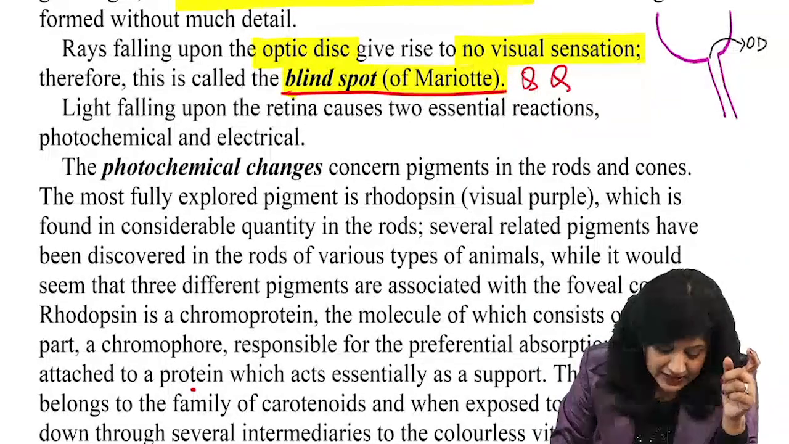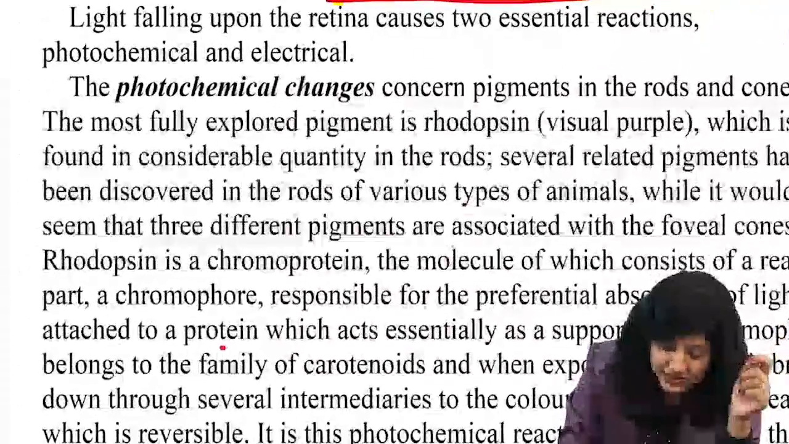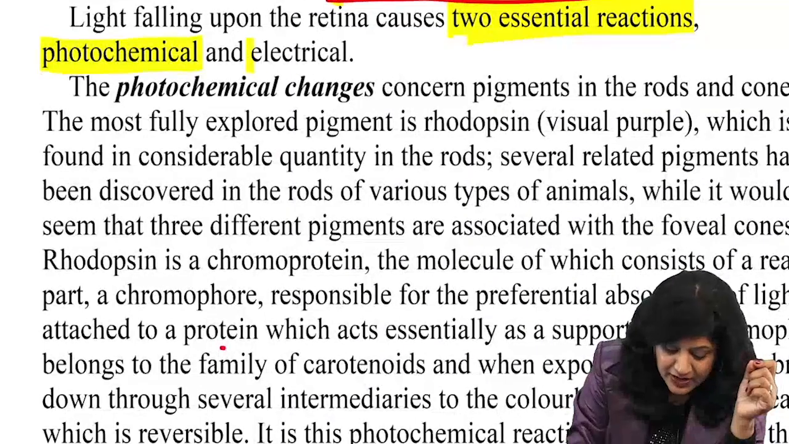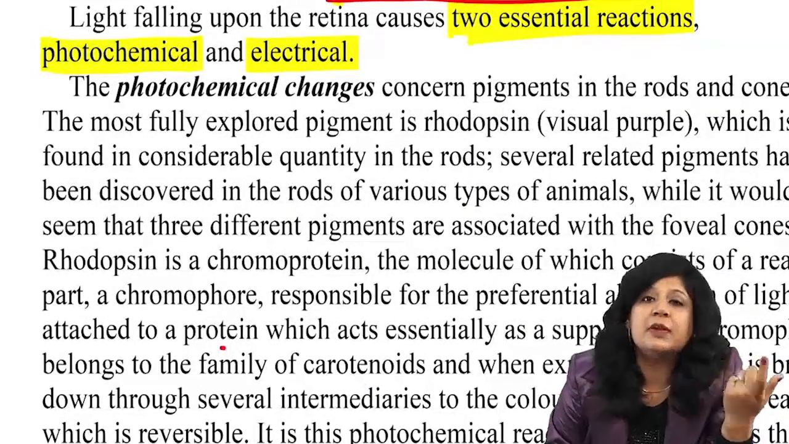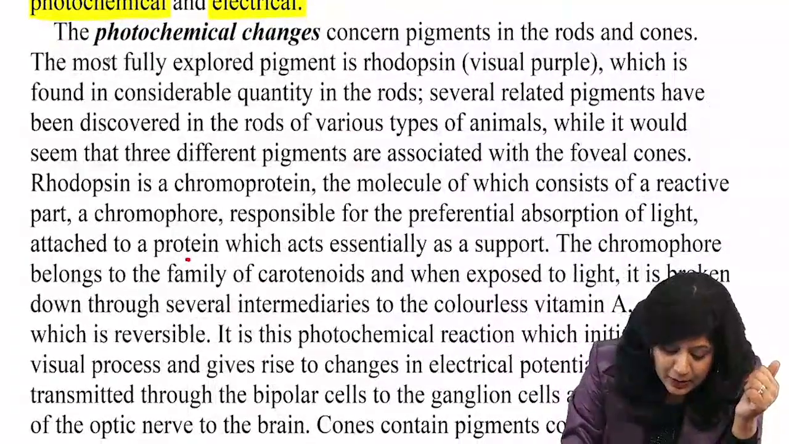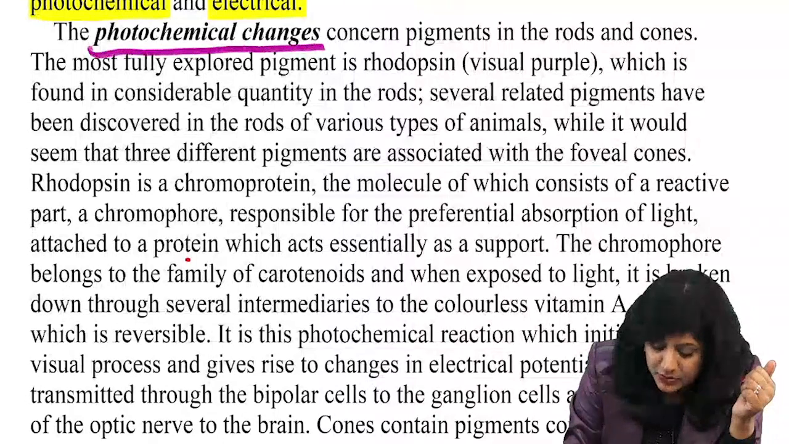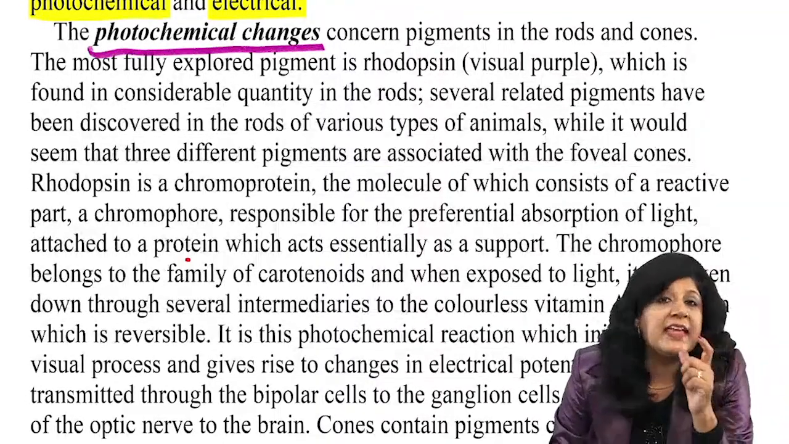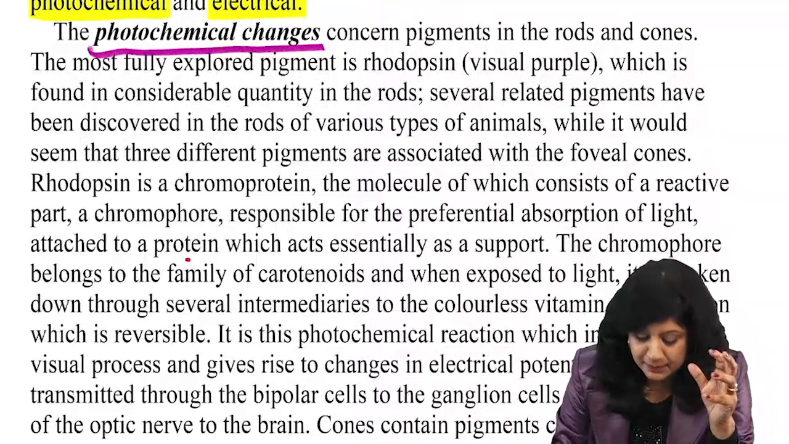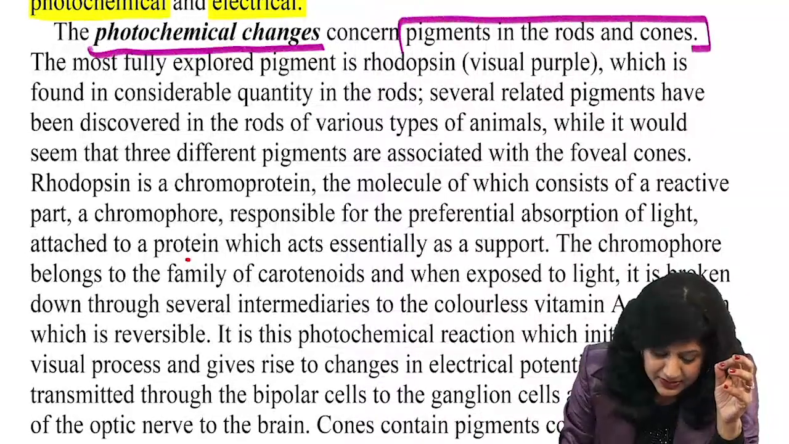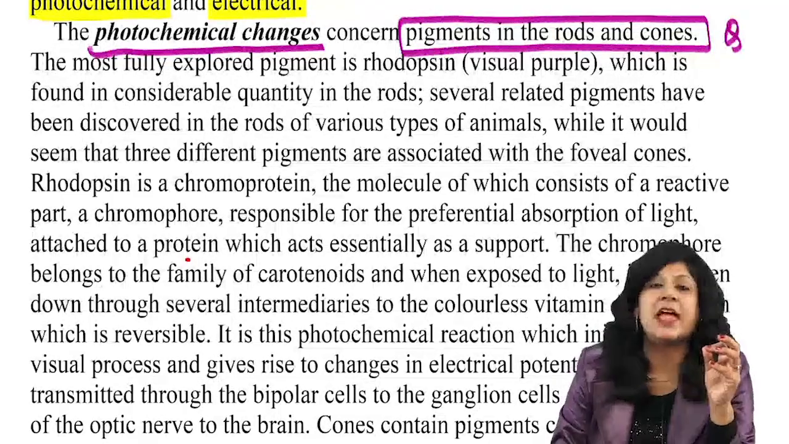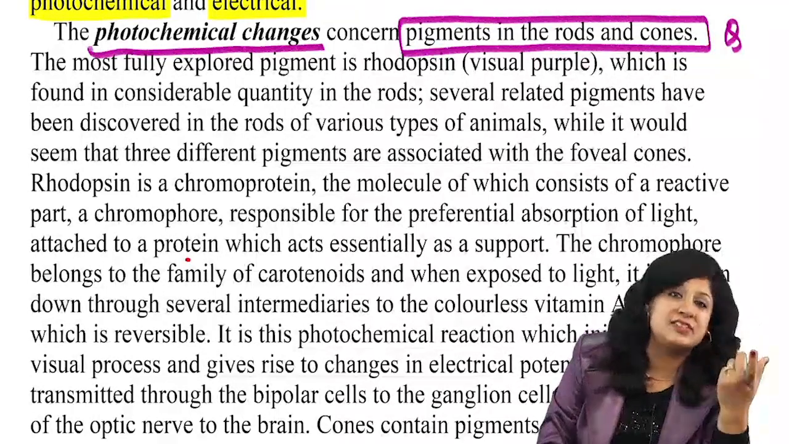Alright. Now, the light which falls upon the retina has two essential reactions. We have photochemical reactions and we have electrical reactions. We will be looking at them one by one. Okay. Now, first, the photochemical reactions, the photo and chemical: light-induced reactions take place in the pigments present in the rods and cones. That is your photochemical reaction, and that is called phototransduction.